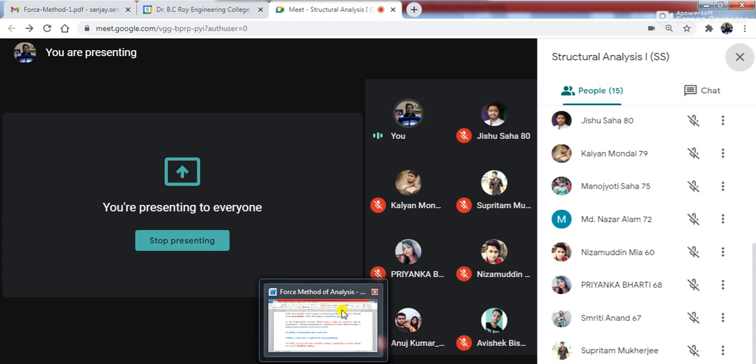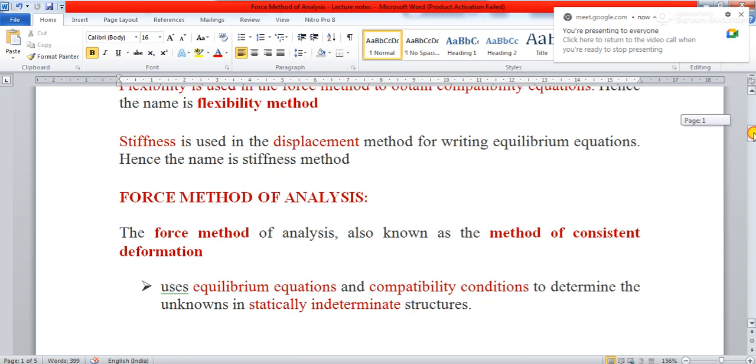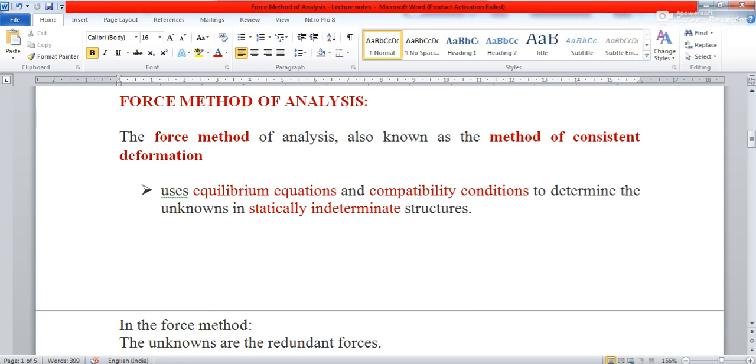So let us now go into a little more detail about the force method or flexibility method of analysis. We have stopped here, right? Force method of analysis is also known as method of consistent deformation, and what we understood is that this uses equilibrium equations and compatibility conditions. Obviously it will have to use equilibrium equations as well as compatibility conditions to determine the unknowns in a statically indeterminate structure.